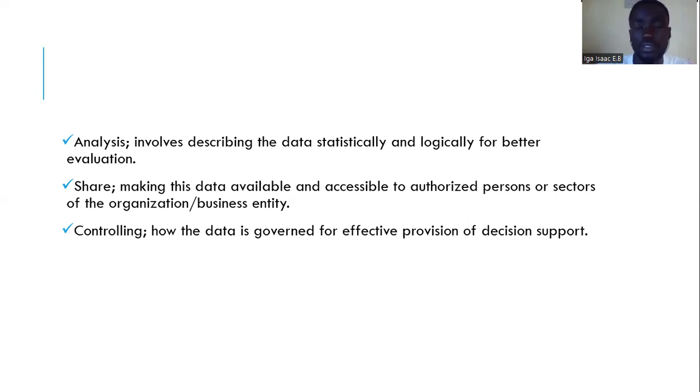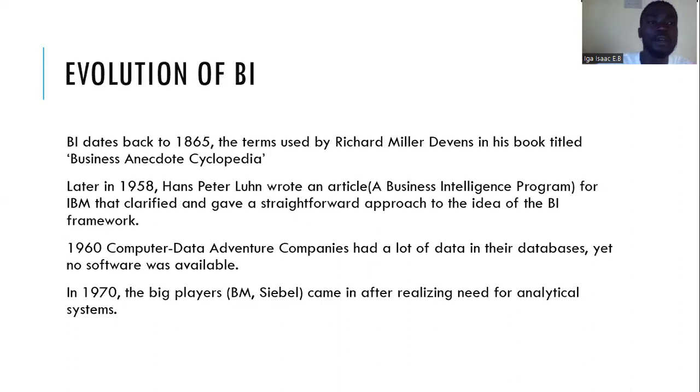And at the end, it gives decision support because of the trends it generates, where decisions can be made accordingly. And then my second part is about the evolution of business intelligence. Let's say business intelligence dates back to 1865. The term was first used by Richard Miller Devens in his book titled Business Anecdote Cyclopedia. That was way back in 1865.